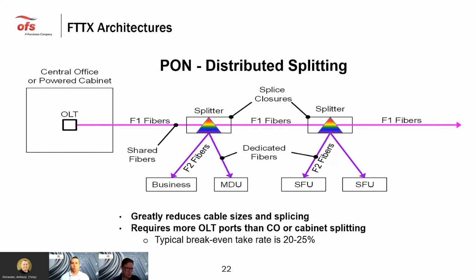And what we have seen and what we recommend is that if you've got a 20 to 25% take rate, and you expect it to be that or better, you really want to take a look at a distributed splitting architecture, or the next one that we'll get into, a cascaded splitting architecture, because you're going to see the savings out there in the field versus having to activate all those electronics up front.